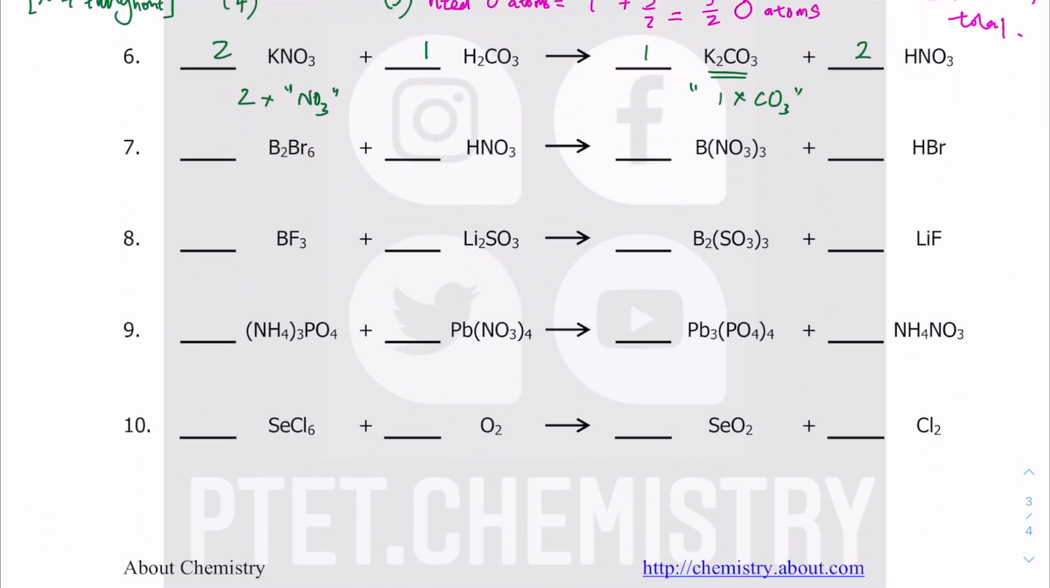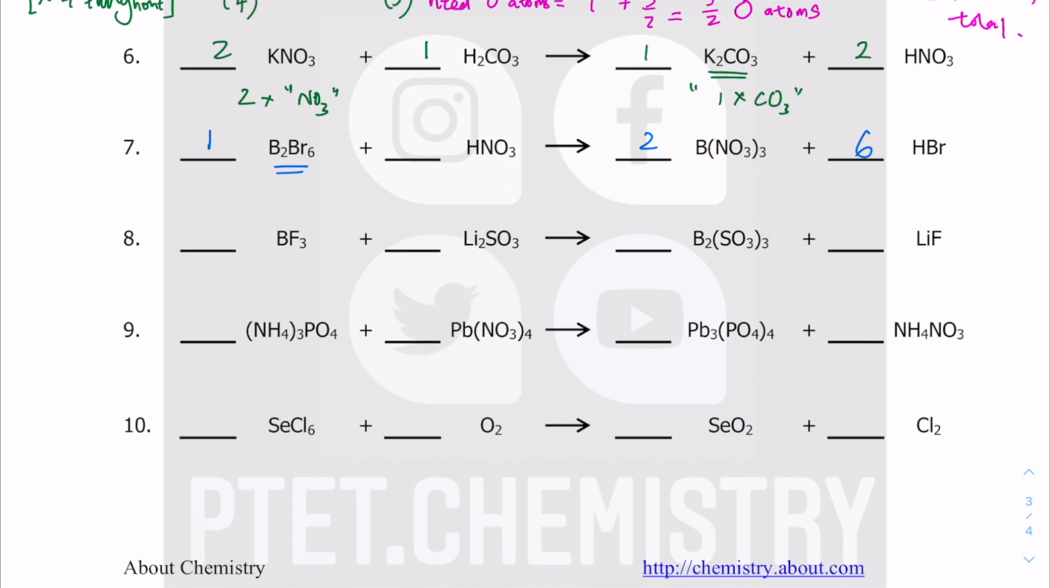Next one, this is B2Br6. So this is the bigger looking molecule. So I'll just assume I have one of these. Then I have 2 boron. Boron is element number 5 in the periodic table. So I need 2 of the boron because there's 1 there. 2 times 1 is 2 boron. There's 6 times 1 bromine, so there's 6 bromine altogether. So I need 6 bromine, so 6 HBr to give me 6 bromine.